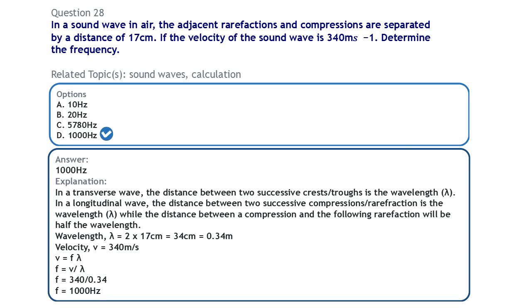And how do you convert from centimeter to meter? By dividing by 100. You divide whatever you are given in centimeter by 100 to get its equivalent in meter. So we divide this by 100 and we have 0.34 meter. So this is what we are now going to substitute in the formula. We have the velocity 340 divided by 0.34, and that gives us 1000 hertz.